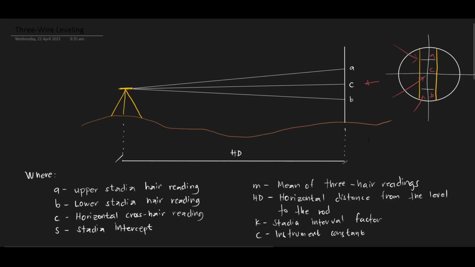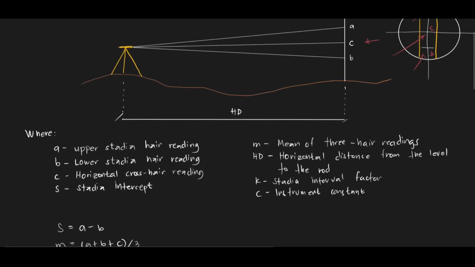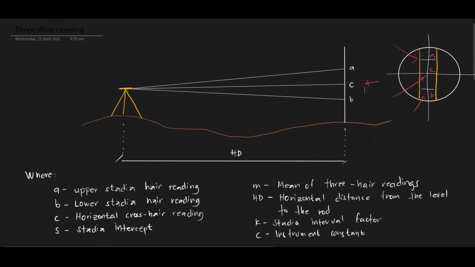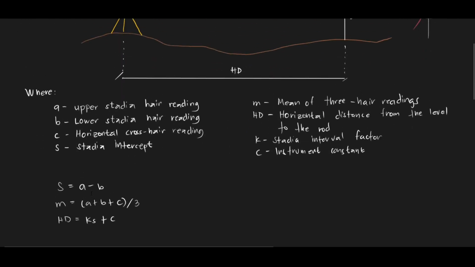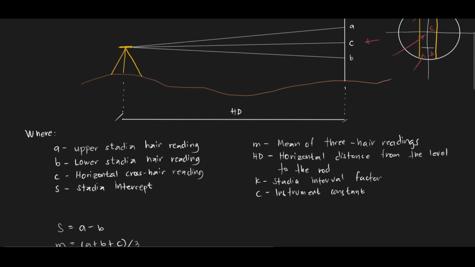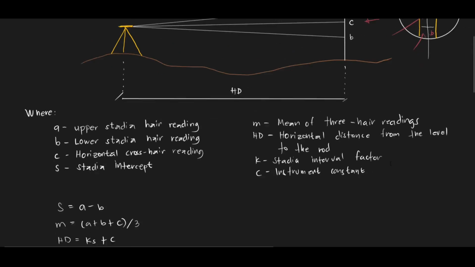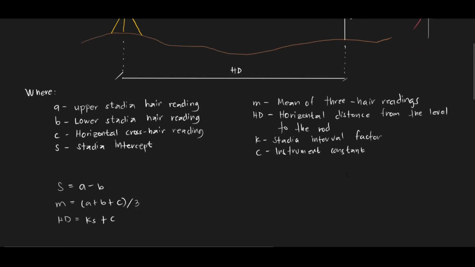Okay, so let's take a look at the legend here. A is the upper stadia hair reading, and then B is the lower stadia hair reading. C is the horizontal crosshair reading, and then we have here S is the stadia intercept. S here is simply the difference between A and B. And then M, the mean of the three hair readings. Okay, so A plus B plus C divided by 3.